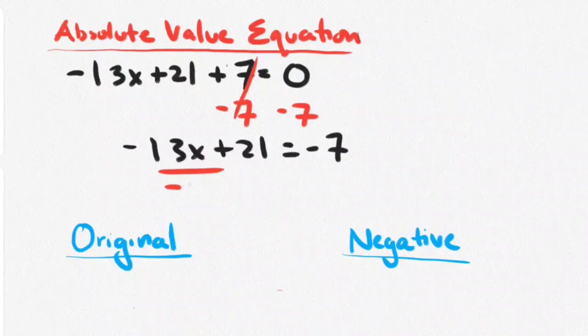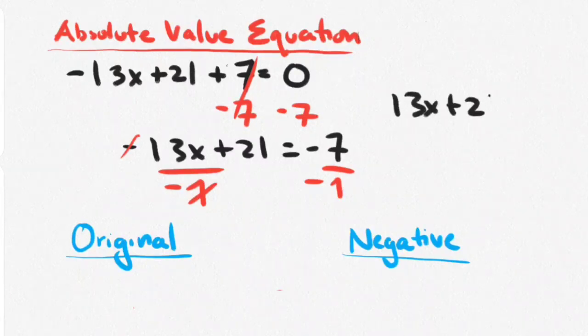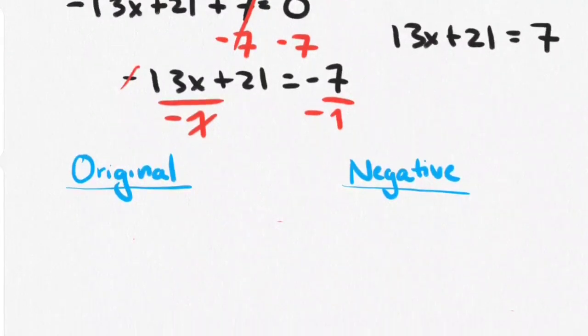And now I'm going to go ahead and divide by a negative 1 to get rid of the negative here. And I end up getting the absolute value of 3x plus 2 equals 7, because negative 7 divided by negative 1 is 7. So now you can go ahead and set up two different equations where you can solve for x independently.